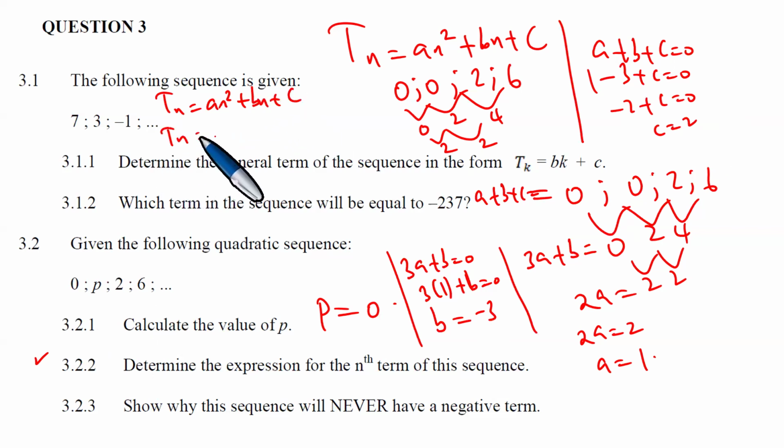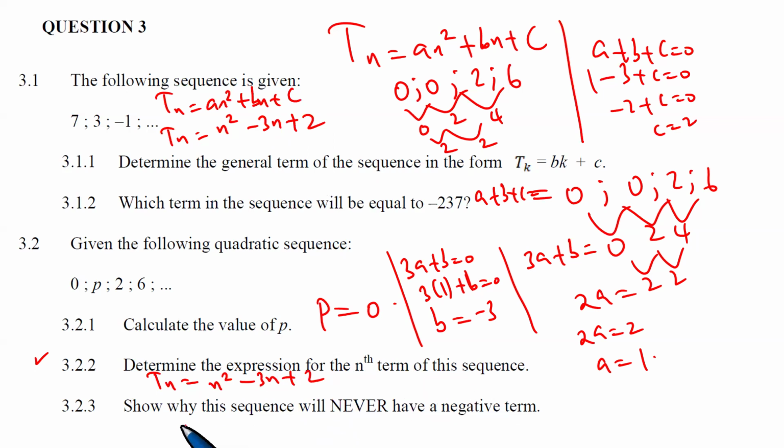In the end, what you're getting is that Tn is an squared plus bn plus c, which means that Tn is, what is our a? It's n squared, our b is minus 3n, and our c is 2. And this is the formula. The formula is Tn equals the expression for the nth term. We can write it here as n squared minus 3n plus 2. That is the expression for the nth term.